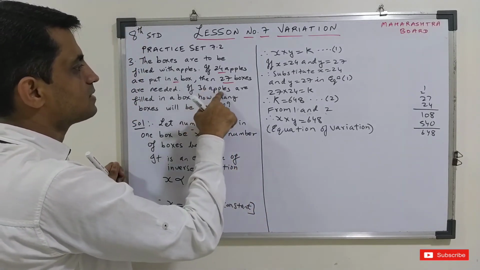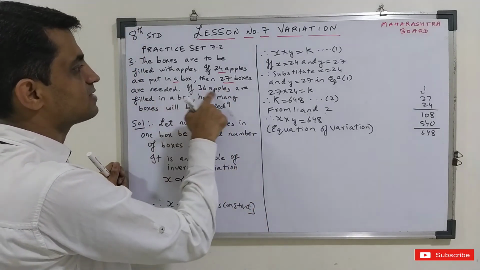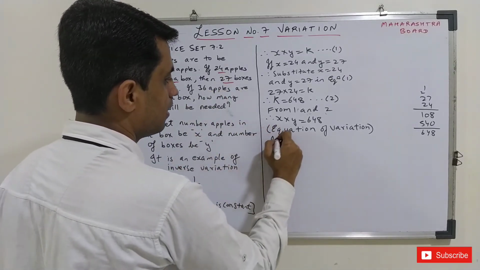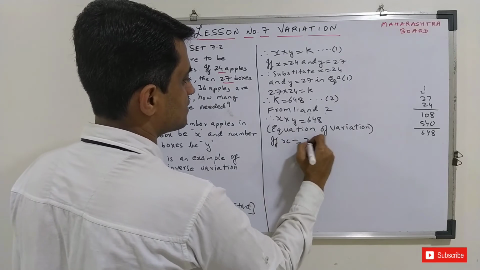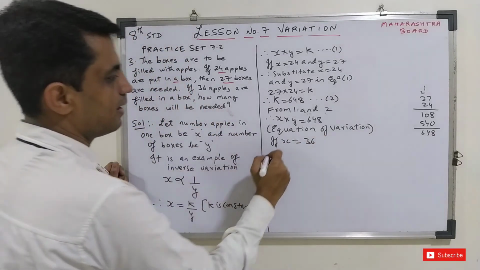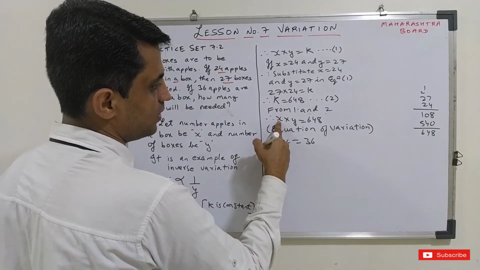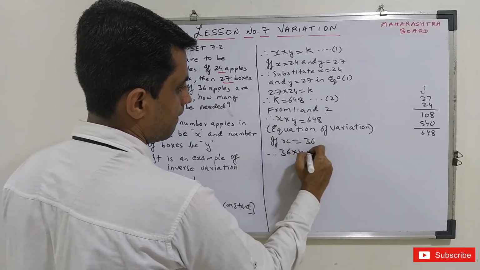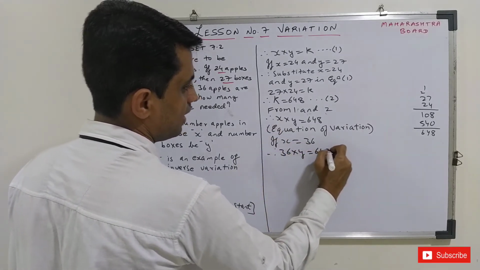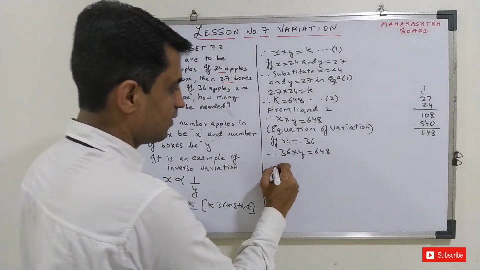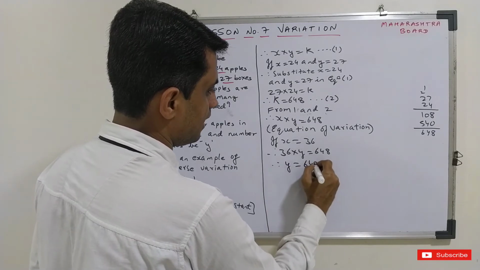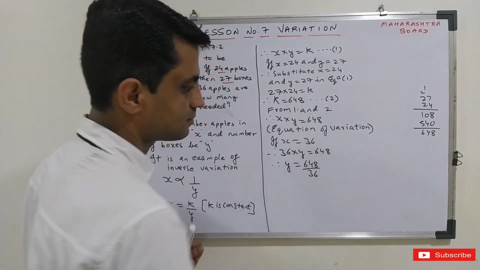Now if 36 apples are filled in a box, 36 apples means the value of x is given. Suppose x is 36, we have to find y. So here we will substitute. Instead of x we will write 36 into y is equal to 648. So y is equal to 648 upon 36.